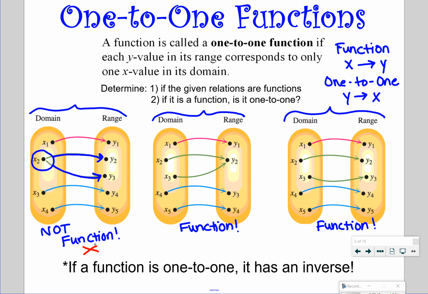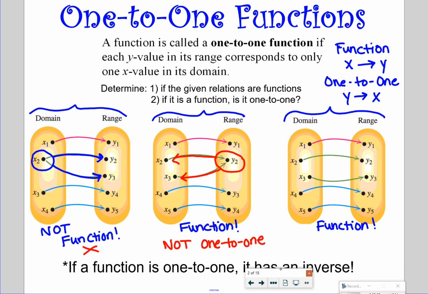Let's look at the middle diagram. So the middle diagram, each x goes to exactly one y, and now we want to look at it the opposite way. Does each y match up with exactly one x? And you'll notice we have kind of the opposite problem from what we saw earlier here. If you look at y2, y2 is paired up with two different x's if we're looking in this direction. So we have one y with two different x's. So we say that this is not a one-to-one function. It's a function, but not a one-to-one function.